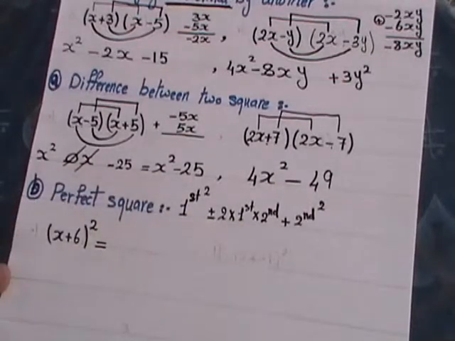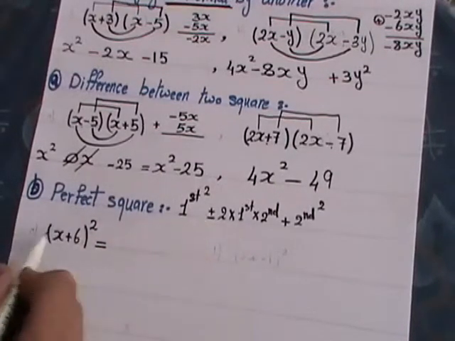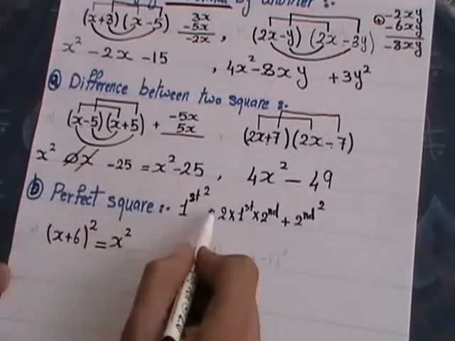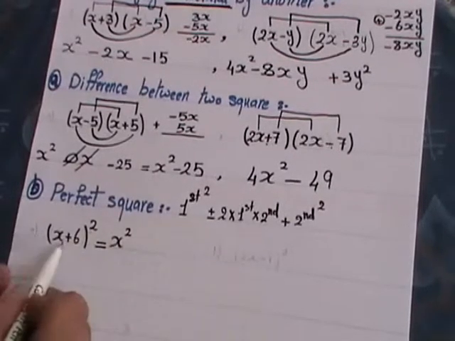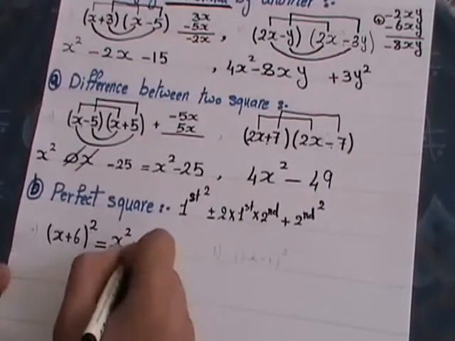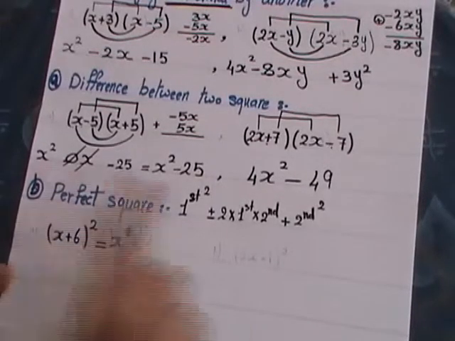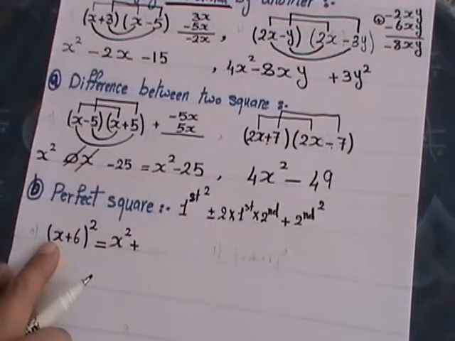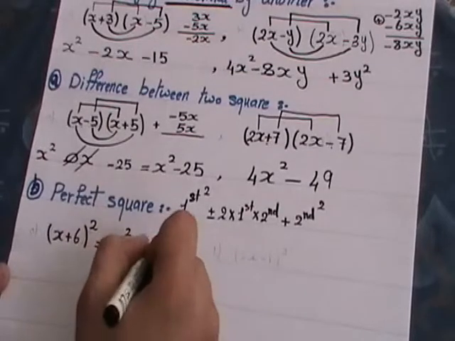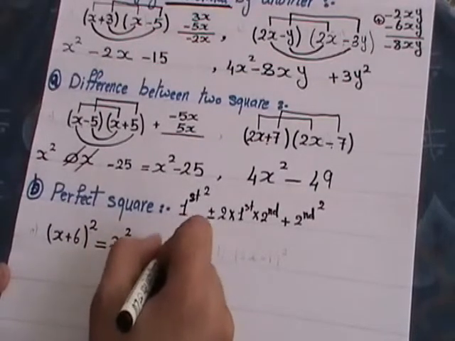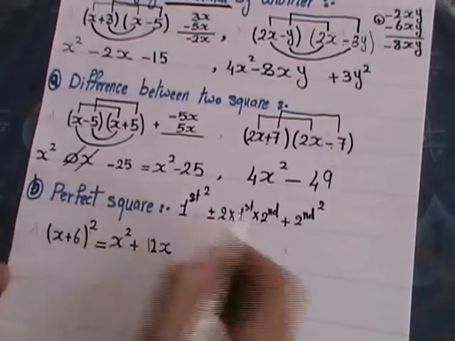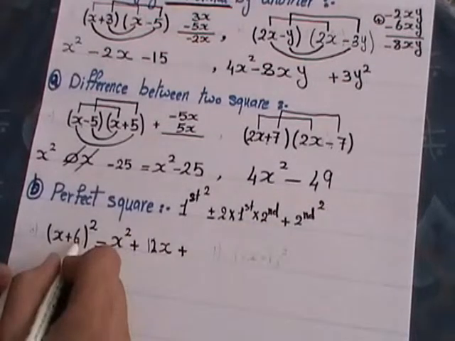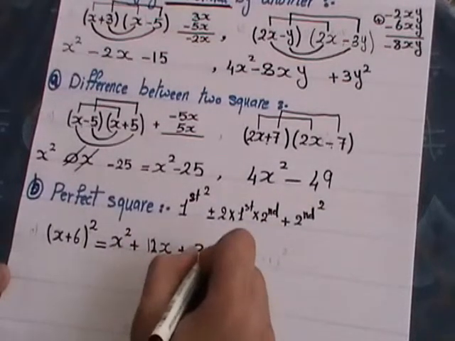squared. By this rule, first term to the power 2. Here the first term is x, so x to the power 2. And then positive or negative according to the middle sign. Here the middle sign is what? Positive. So we write plus. And then 2 times first times second: 2 times x equals 2x, times 6 equals 12x. And then plus the second term to the power 2. Here the second term is 6, and 6 to the power 2 equals 36.